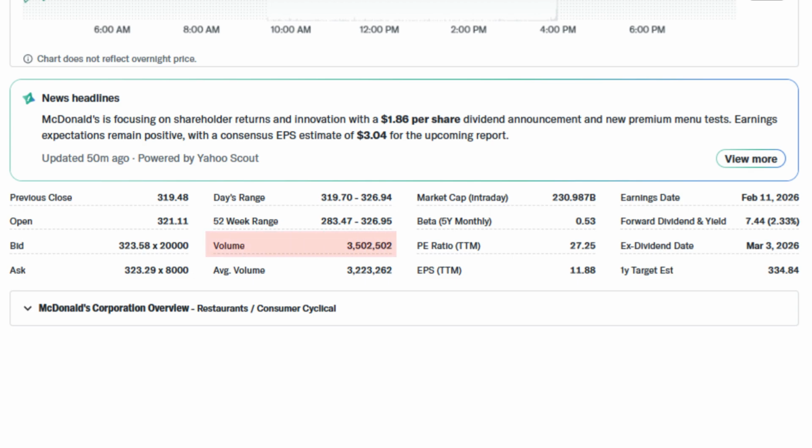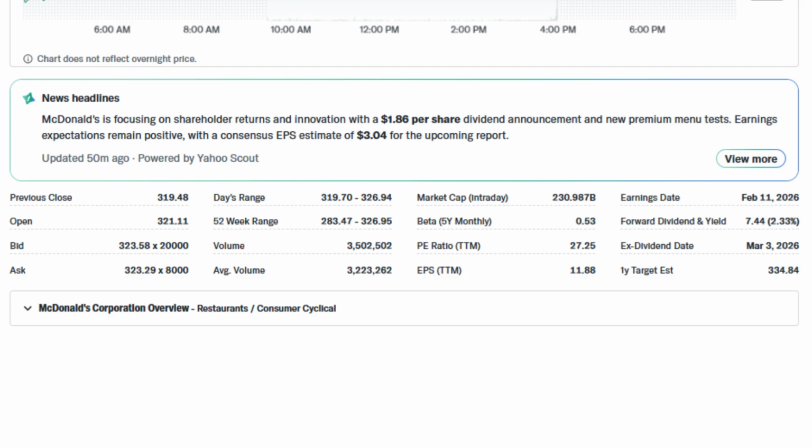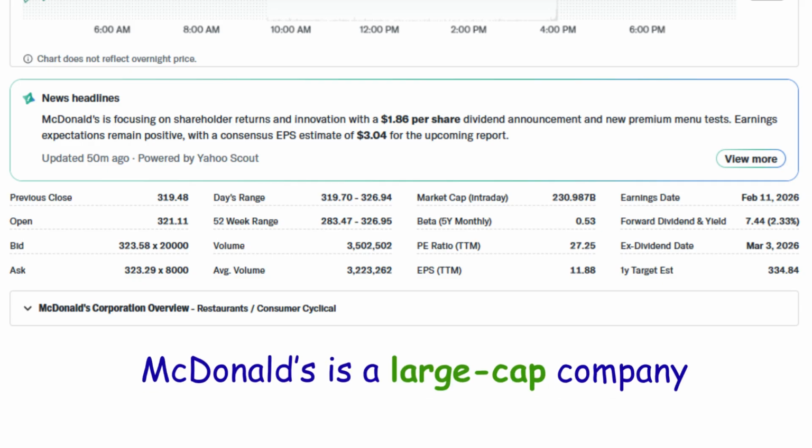The volume number tells us how many shares were traded today, while average volume shows the typical daily trading activity. Comparing these two helps you see whether today's trading was normal or unusually active. The market cap, shown here as about $231 billion, represents the total value of all McDonald's shares combined. This tells us McDonald's is a large cap company, generally considered more stable than smaller companies.